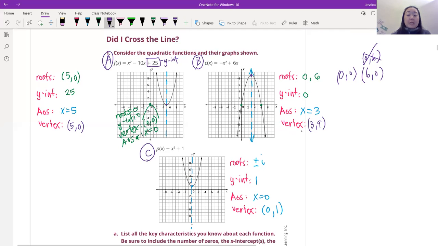And notice vertex is written as a point. Why? Because it is a point. 3, 9, right? So it's right above there, above the 8 right there, and we're going up by 1s. So yeah, 3, 9. So the vertex always has to be written in ordered pair form.